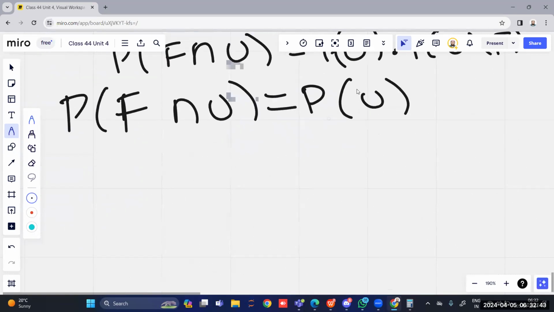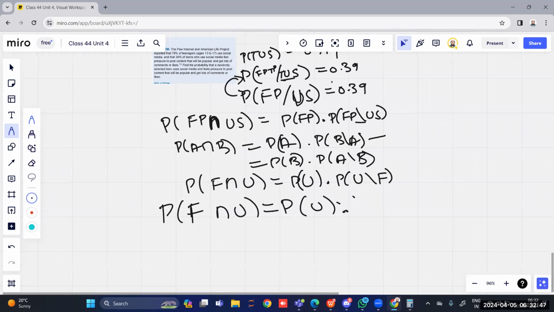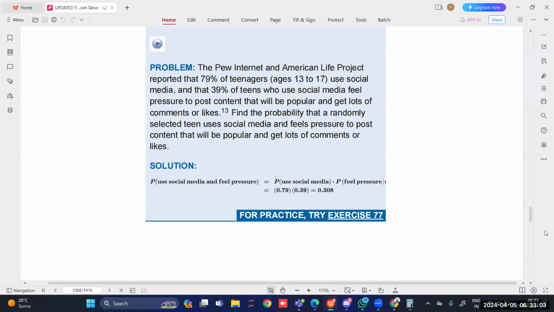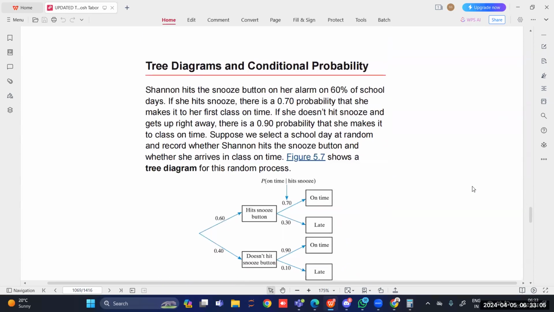Using social media times probability, you can take F given U also. What is U? 0.79 times 0.39. So what will be the final answer? It will be 0.308, so around 30.8% for the intersection of both. Did you get that? It was simple by the way.